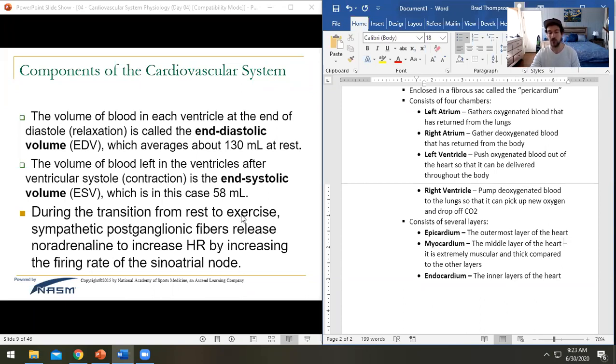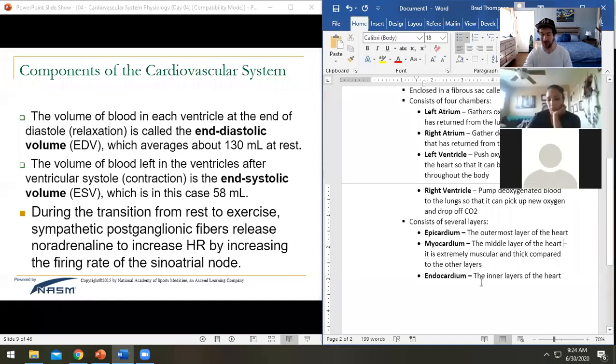During the transition from rest to exercise, this is such a crazy big long sentence, but sympathetic postganglionic fibers will release noradrenaline in order to increase your heart rate by increasing the firing rate of your sinoatrial node. So that sentence is super intimidating, but it's actually pretty simple if you know what these things are.